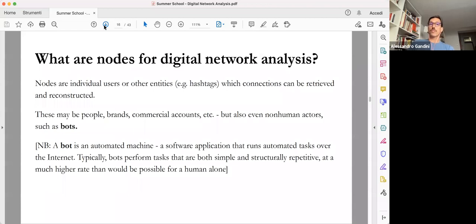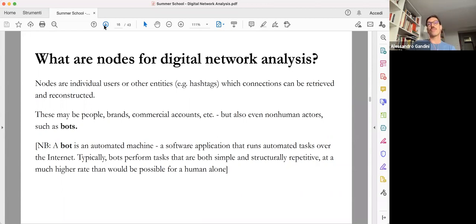In the context of digital networks, nodes are individual users, but can also be other entities, because we can do a network of hashtags. And the point here is that the infrastructural way in which data and metadata are constructed by platforms allows us to reconstruct the connections between these different digital objects. From a theoretical point of view, this translates into understanding network relations between people, but also between brands, commercial accounts, or non-human actors. It is important to remember that when we are looking at network relations in digital contexts, we typically tend to have users, but not exclusively.